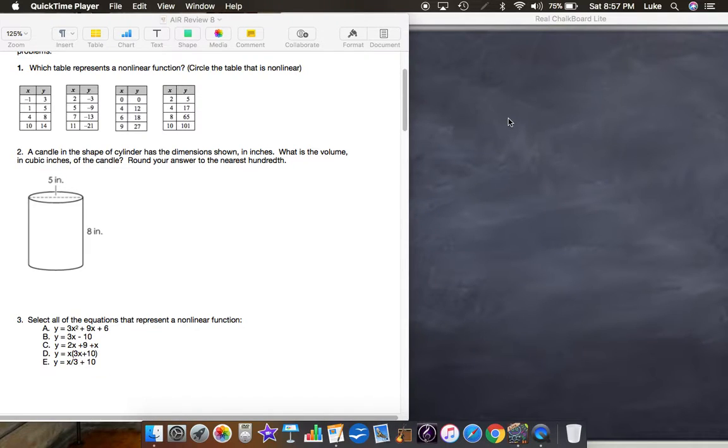All right, welcome to number one on the 8th grade AIR test review questions. Number one is giving us four tables to look at. We have these tables or sets of data with x, y coordinates in each. And it's asking us which of these tables represents a nonlinear function.